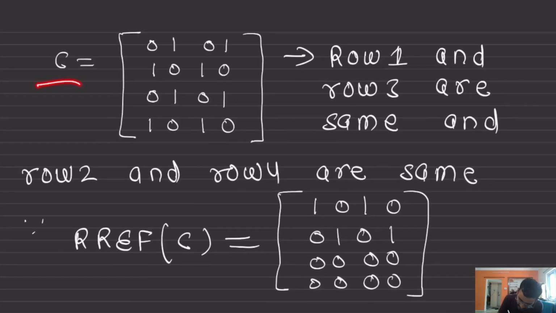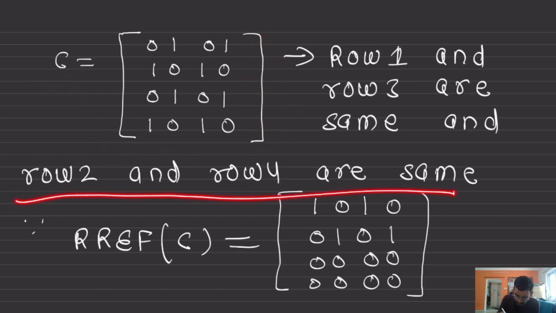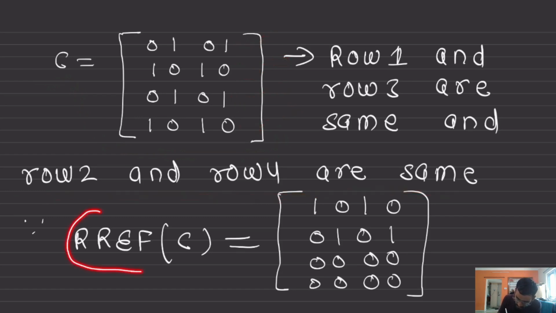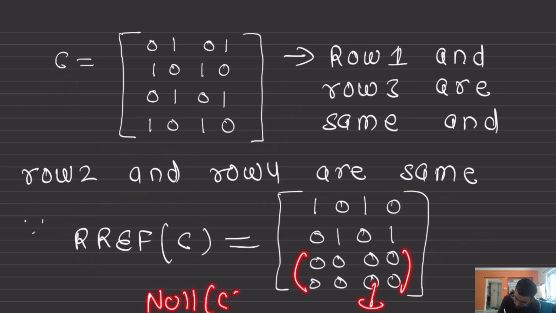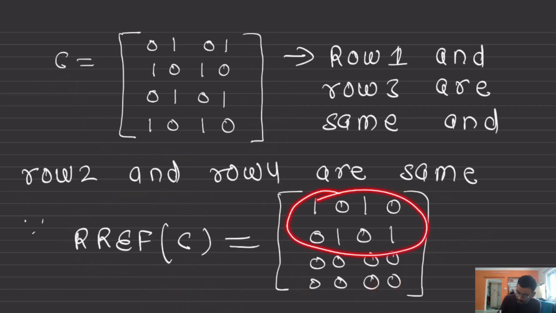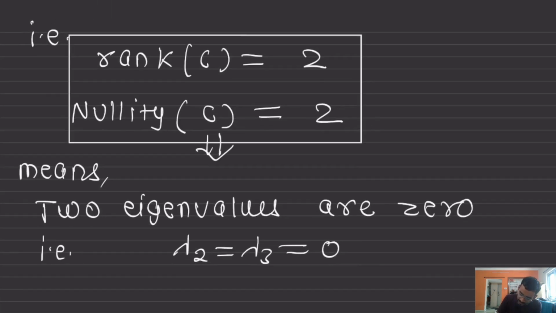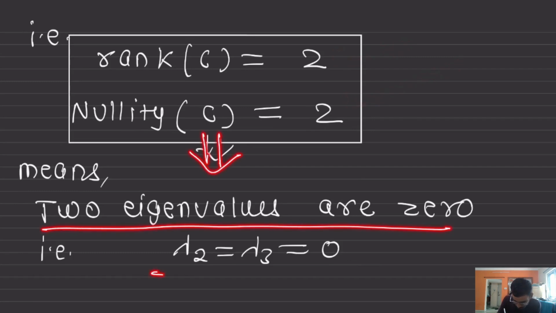Now, if we see this matrix C, carefully notice row 1 and row 3 are same, row 2 and row 4 are same. Then if we reduce this to row reduced echelon form, we will get this matrix. Here, 2 of the rows are 0, which means the nullity of C is 2, and hence the rank of C is 2. Since nullity is 2, this means 2 eigenvalues are 0.